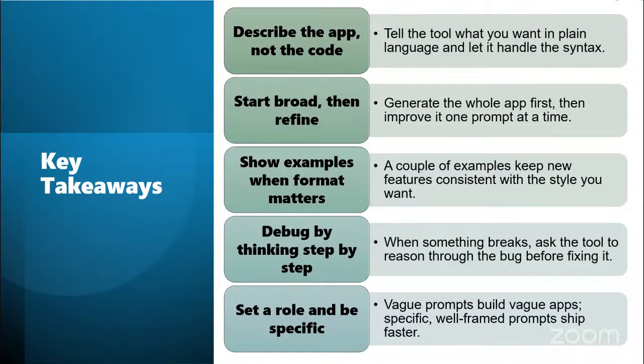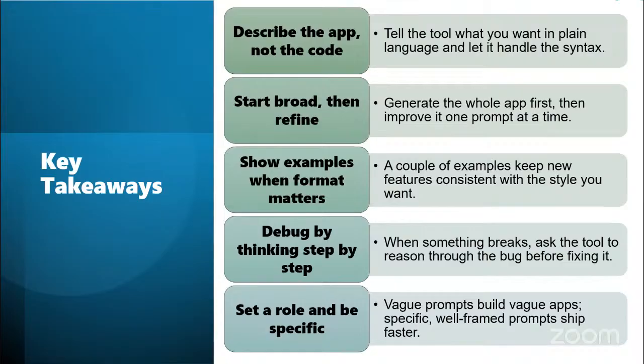Start broad, then refine. Start with a zero-shot prompt and then start refining and refining. Don't start with a few-shot or chain of thought prompt at once. Try to build it layer by layer. That way, you can roll back a layer if you need to.